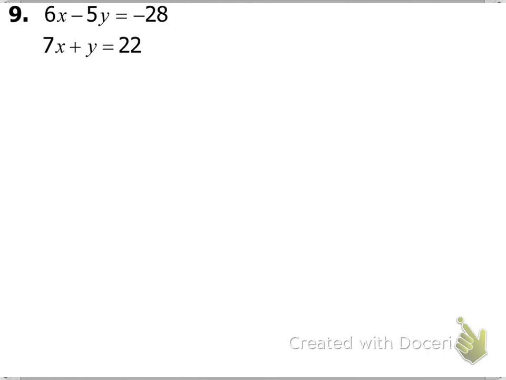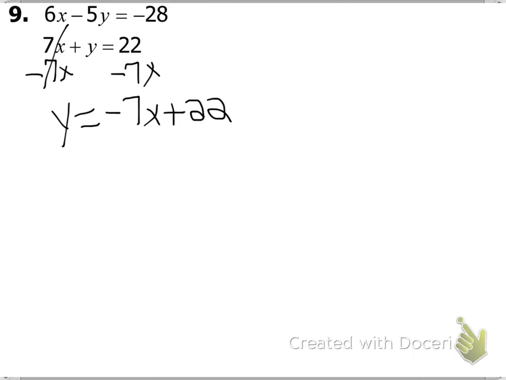Second. Second one for which variable? Y. I'm going to solve for y. Does everyone see why that's the case? Because the y is by itself. I'm only going to have to do one step to get y by itself. What is that one step? Subtract 7x from both sides. So what does y equal? Negative 7x plus 22. Y equals negative 7x plus 22.